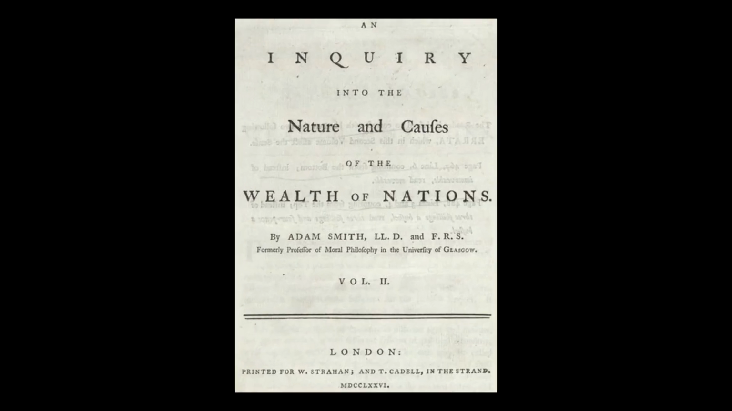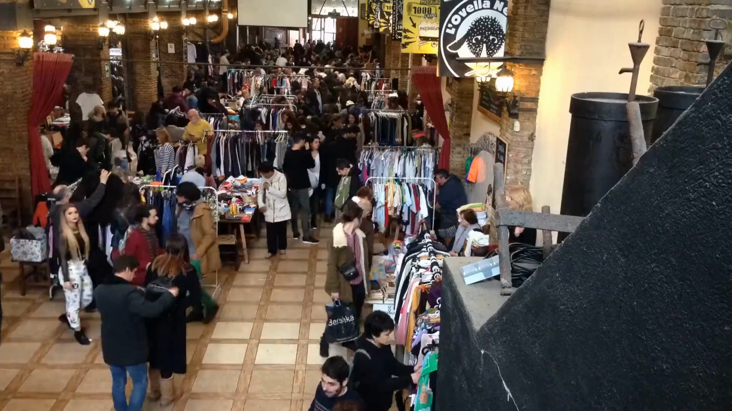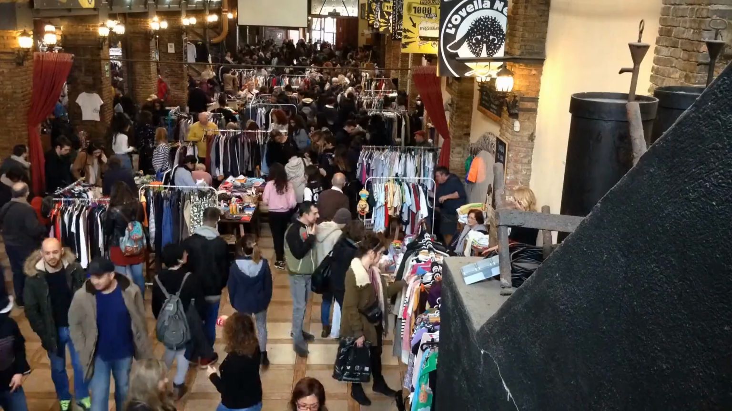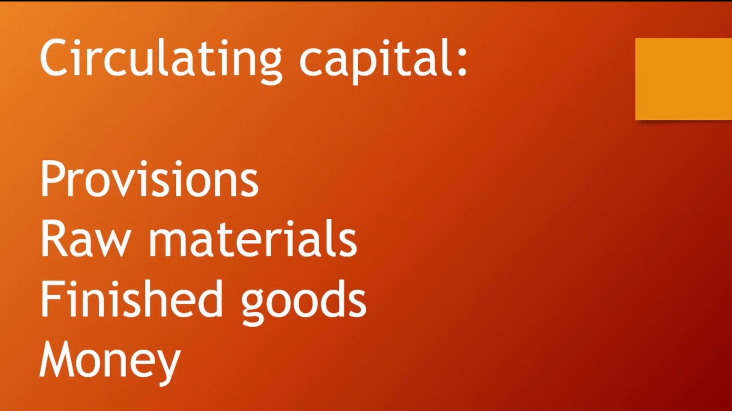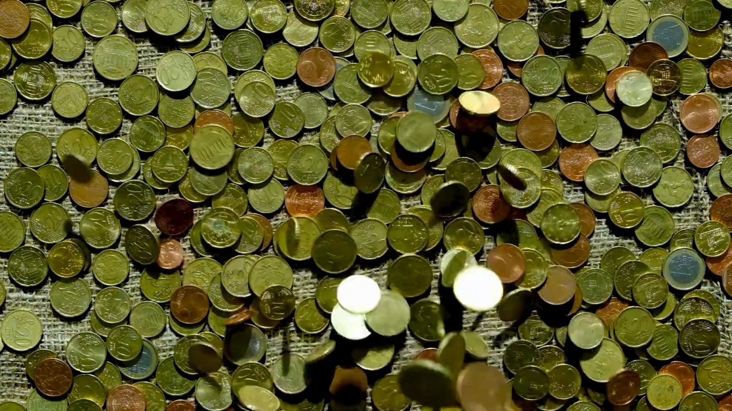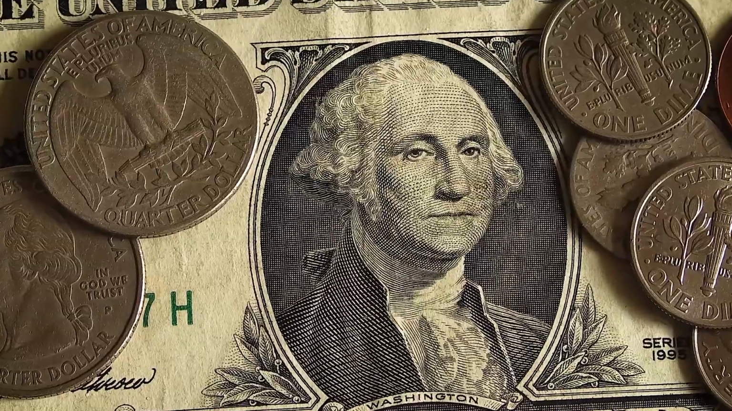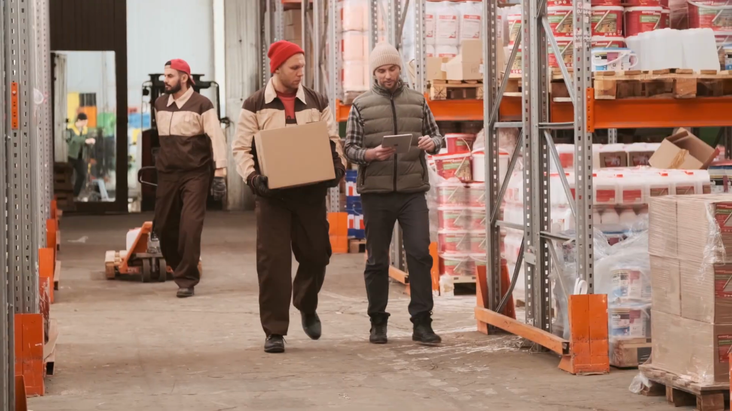In the last chapter, Smith explained that capital can either be fixed or circulating. Circulating capital is those goods which must be exchanged in order to gain the benefit from them, and includes provisions, raw materials, finished goods, and money itself. Money, however, functions differently in an economy to the first three, and so Smith devotes this chapter to it.